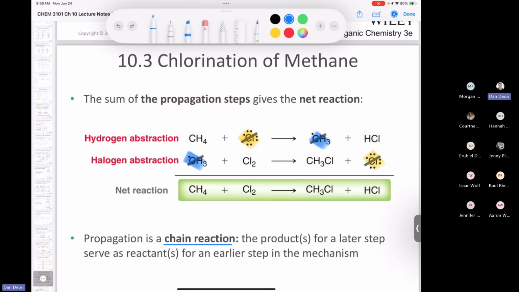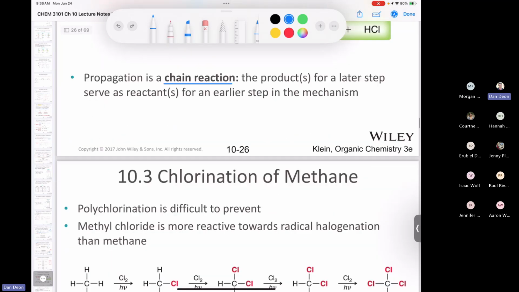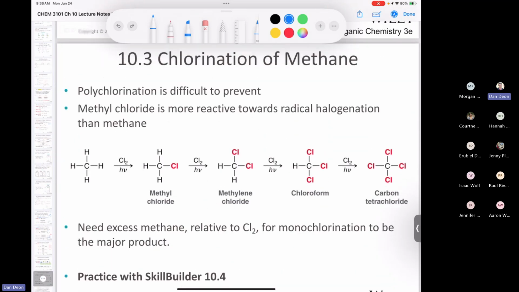But what do we know about chlorine? Well, chlorine is electron withdrawing, but it can also donate electrons through resonance. And so it turns out that polychlorination is actually very difficult to prevent. Why? Because the methyl chloride is actually even more reactive towards radical halogenation. So then you go from methyl chloride to methylene chloride, CH2Cl2, right? So you go from CH3Cl to CH2Cl2. Then you go to chloroform, which is CHCl3. Then you end up with carbon tetrachloride, which is CCl4. So it just keeps going on and on and on.